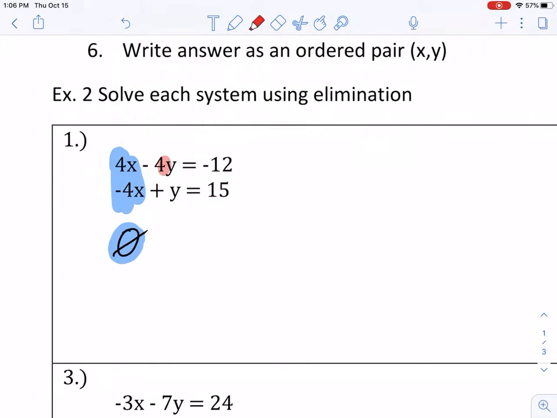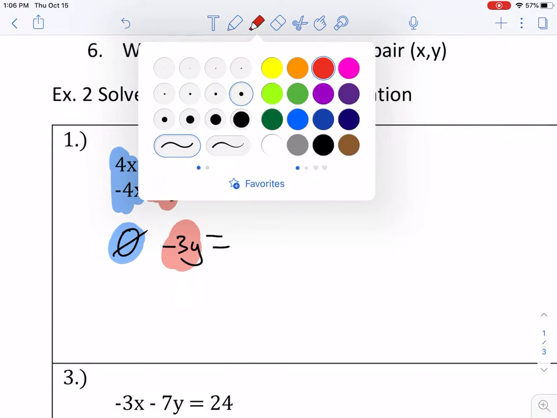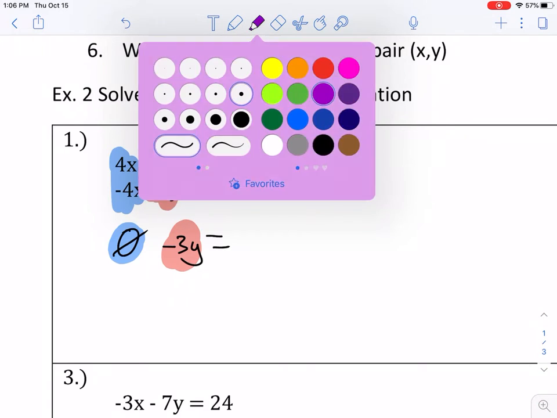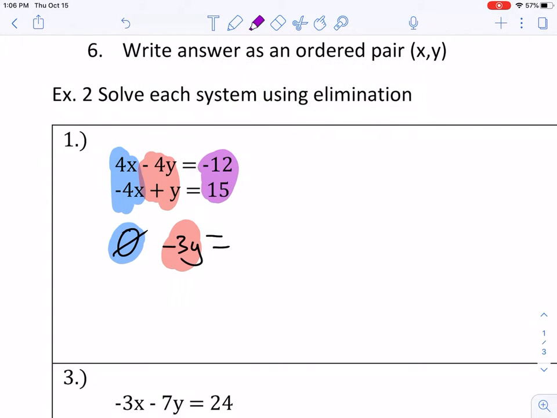I'm going to take negative 4y and positive 1y, and when I combine them, I'm left with a negative 3y. I'm also taking, let me use purple here, what they equal, negative 12 and positive 15. When I combine them, I get a positive 3. So the hardest thing is figuring out what to use to make them eliminate. Once we start combining vertically, now I have a one-step equation. I'm going to divide negative 3 from both sides to get y by itself.